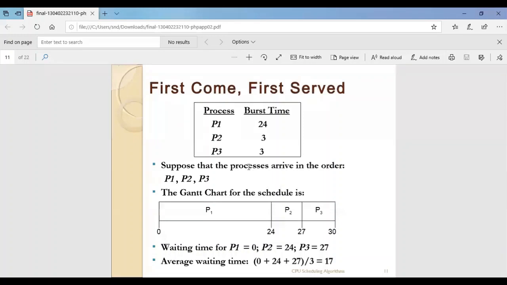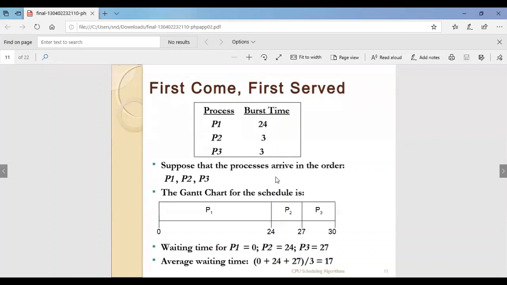problem. FCFS, first come, first serve. Listen here. We have processes P1, P2, and P3, and their burst time or execution time. P1 requires how many milliseconds? 24 milliseconds. P2 requires 3 milliseconds. And P3 requires 3 milliseconds. So this much time is required for process P1 for execution on the processor, 24 milliseconds.